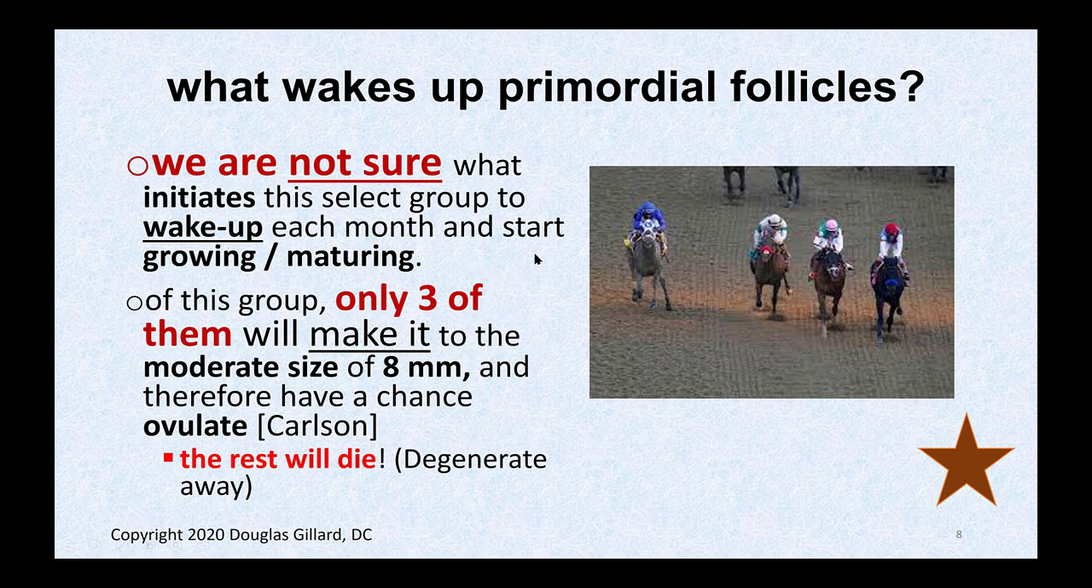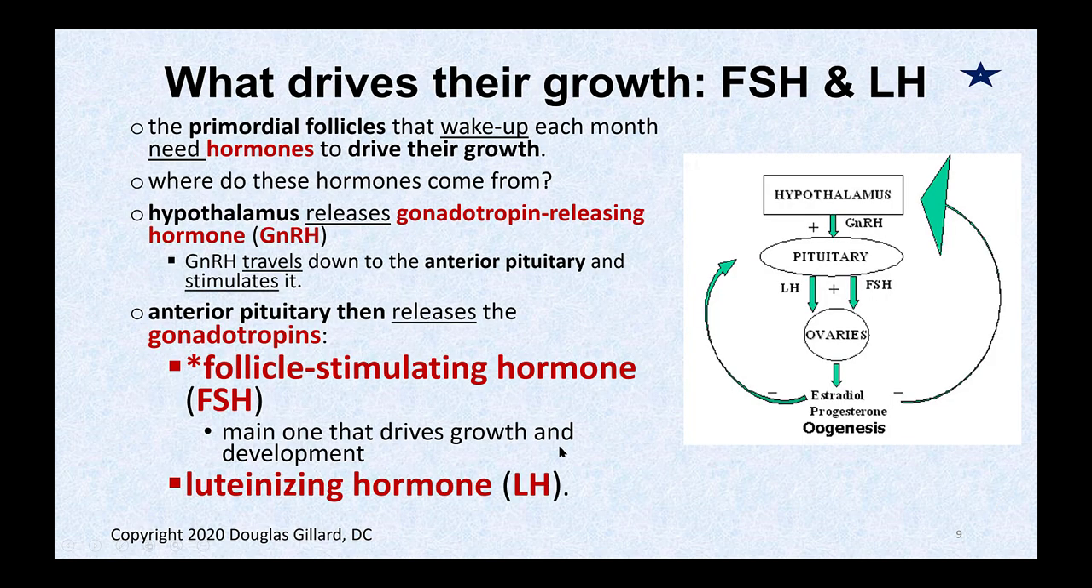But we do know, coming down the home stretch of the 50 that wake up, I'm just going to say 50 from now, only 3 of them usually will kind of pull out from the pack. Like these 3 horses racing, there's a 4th one kind of hanging in there, but only 3 of them really pull out from the pack and make it to a size of 8 millimeters. In fact, when they get that far ahead of the pack, they actually destroy the rest of the field. So these 3 will wipe out the other 47, and we'll see how that works in a second. And then only one's going to win the race.